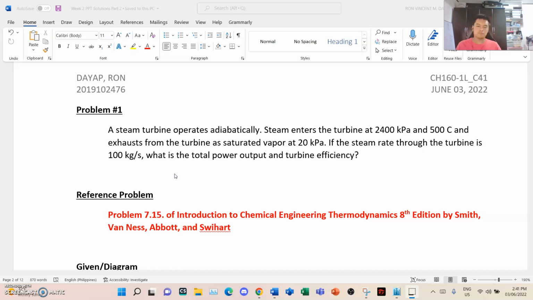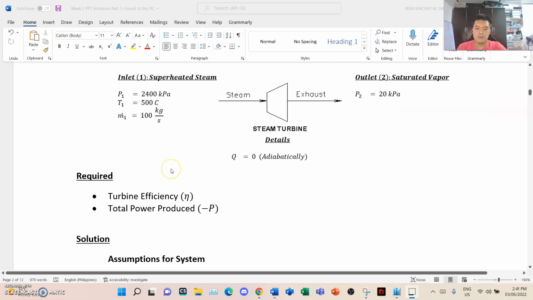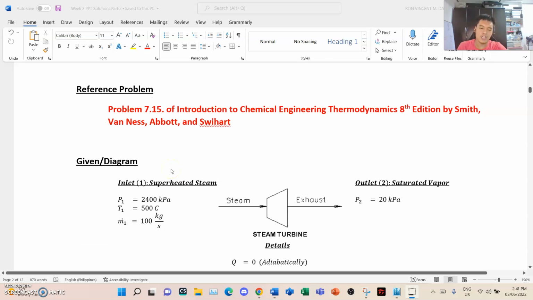A steam turbine operates adiabatically. Steam enters the turbine at 2,400 kilopascals and 500 degrees Celsius and exhausts from the turbine as saturated vapor at 20 kilopascals. If the steam rate through the turbine is 100 kilograms per second, what is the total power output and turbine efficiency? So, to start, we need to begin with the diagram and the given.